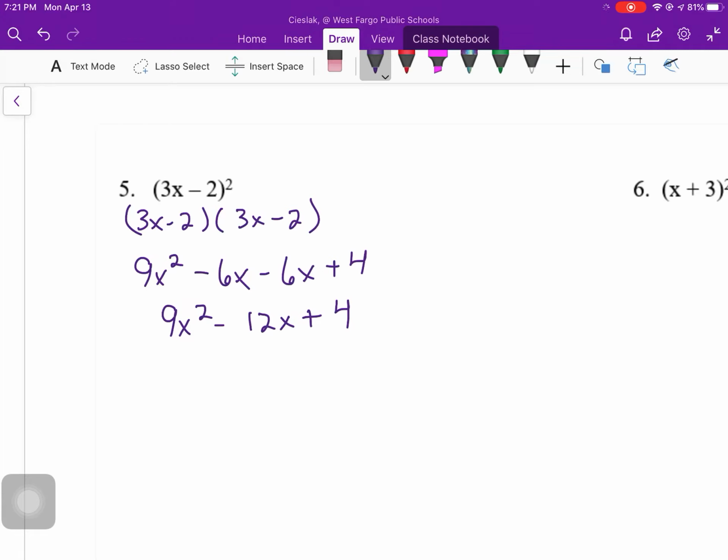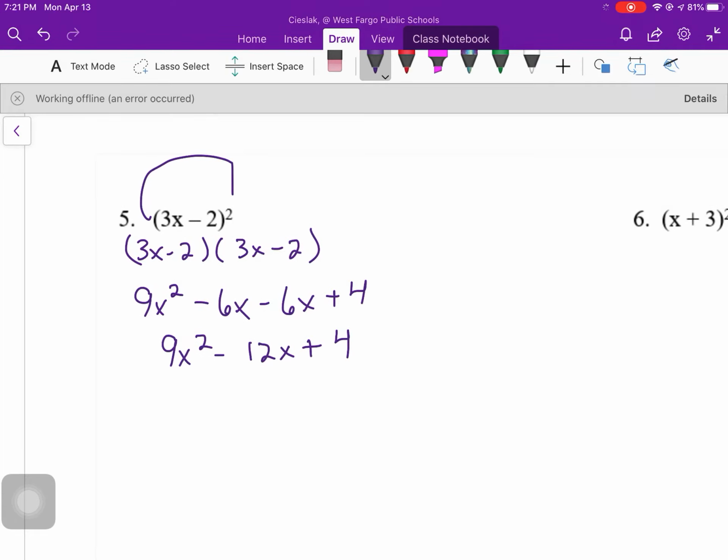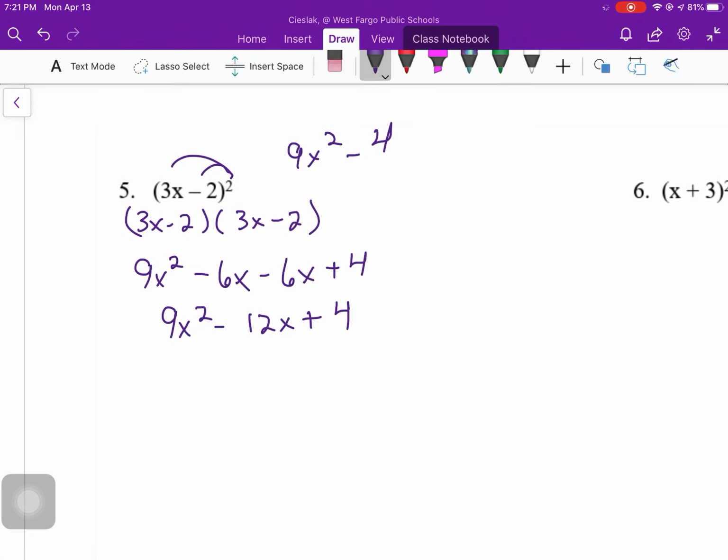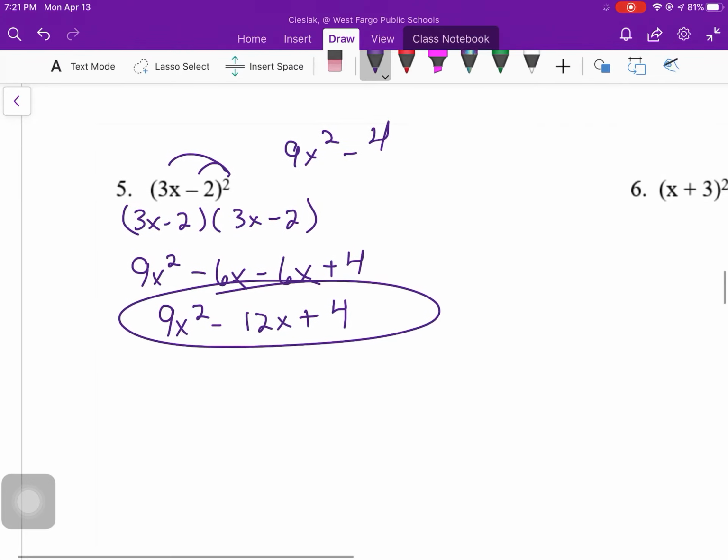Be careful. What a lot of people want to do on this is take that squared and distribute it and go 9x squared minus 4. Notice that that is not the same thing as what you actually get down here. Okay, so don't make that mistake.